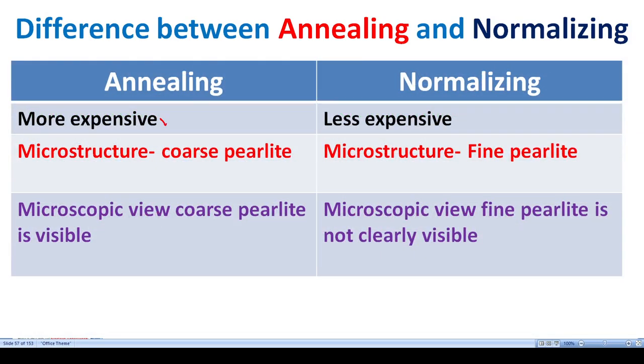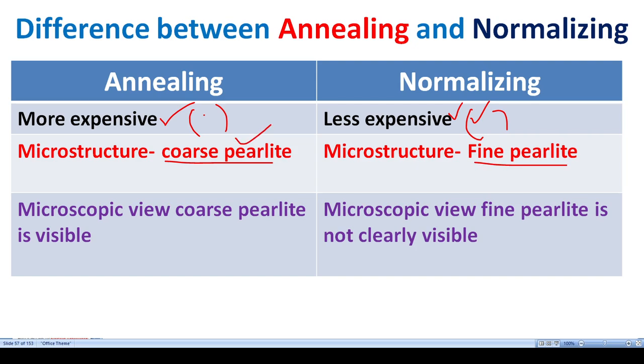Annealing is more expensive, normalizing is less expensive. More expensive means you are using a furnace. Here it is normal air, a normal environment, so there is no need for any equipment for cooling purposes. For annealing, a furnace is used for cooling, and the microstructure is coarse pearlite, while in normalizing it is a fine pearlite structure.